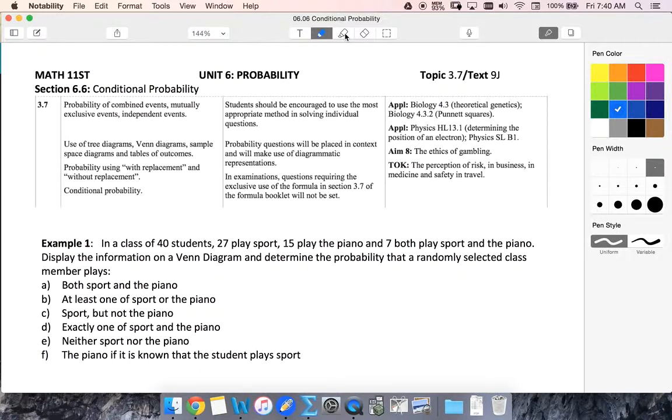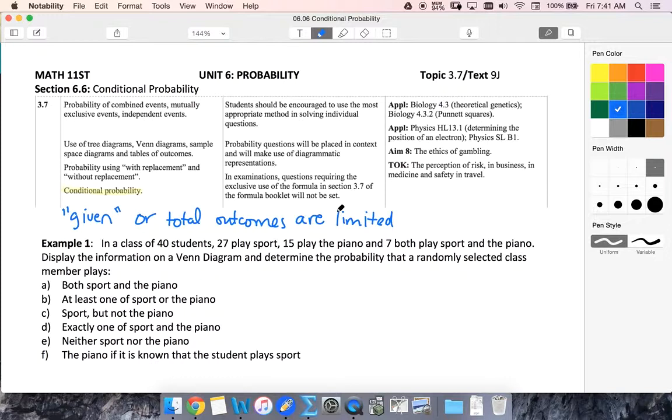And conditional probability happens, or we're using conditional probability, anytime we see the word "given" or somehow the total outcomes are limited. So we have total outcomes get limited somehow. And we're going to see examples of this with Venn diagrams, and we can do just normal probability problems, tree diagrams, all of that. So let's look at this.